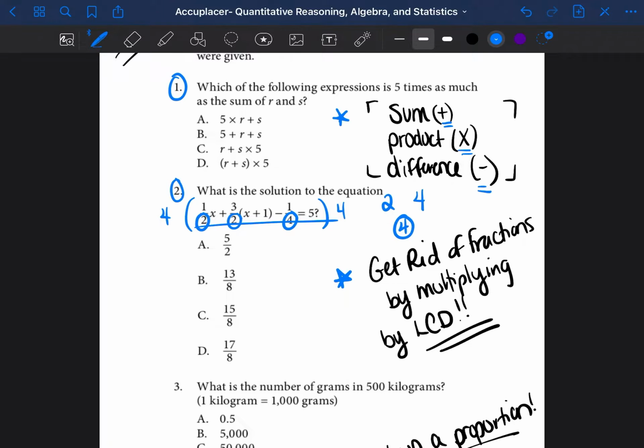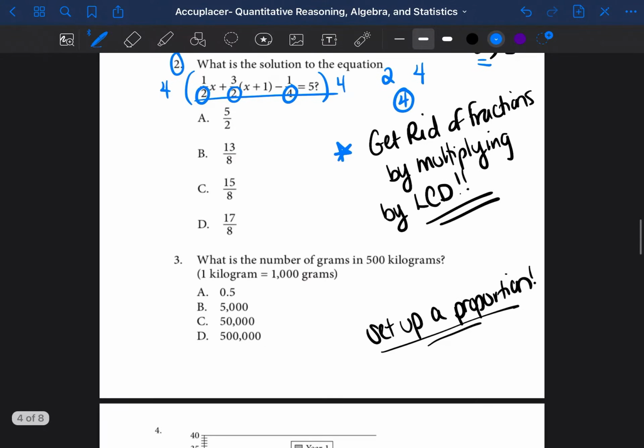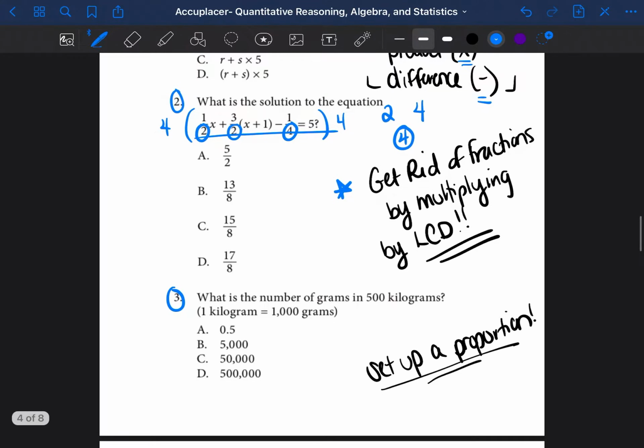If you have any questions on how to find the least common denominator, again, I'm going to refer you to our previous video where I do a full breakdown on that problem. And then the third question we went over last time together was where we had to set up a proportion. The indicator for us to set up a proportion is anytime you see that they're comparing units of measurement. If they're comparing pounds to ounces, if they're comparing feet to inches, whenever you see a comparison in measurement, you know you're going to set up a proportion.